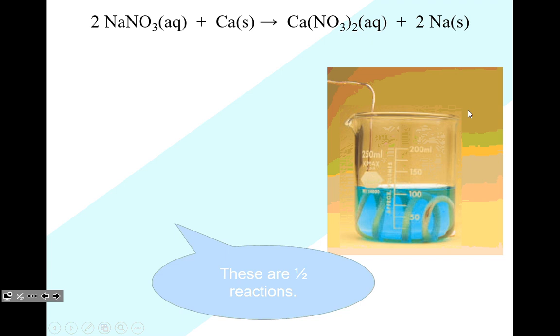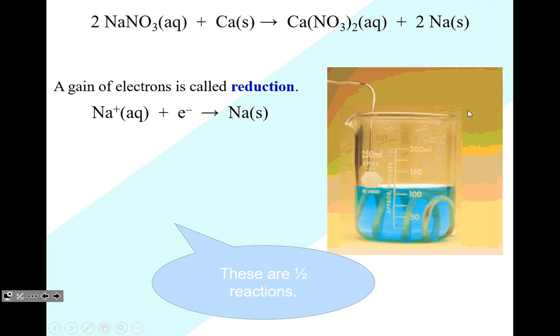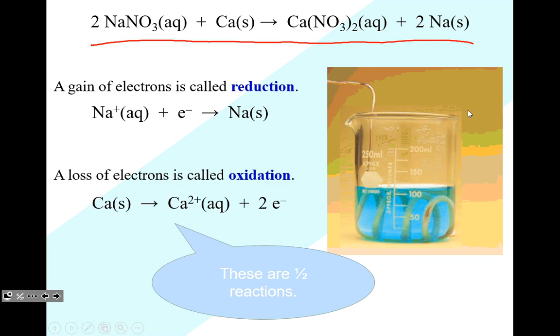So here's an example of a reaction, and we can break it down. Remember back in Chem 20 when we learned about net ionic equations and we had the spectator ions that disappeared. So this example is looking at the two things that are going on. In this case, sodium has to gain an electron to go from sodium ion to sodium metal. And here, calcium has to lose 2 electrons to go from calcium solid to calcium 2 plus.